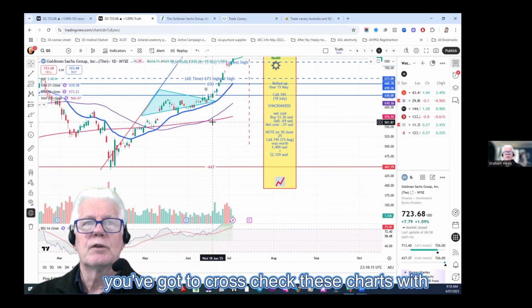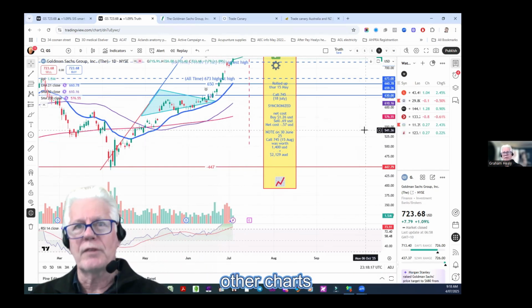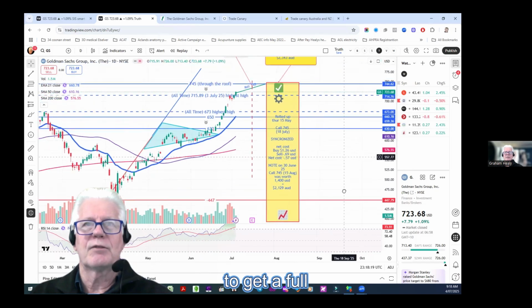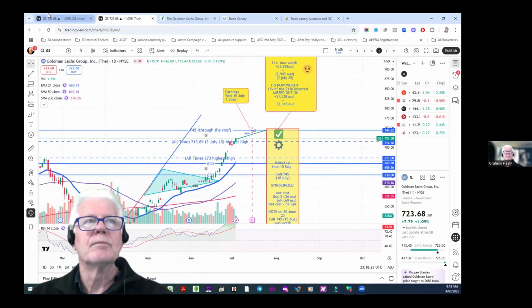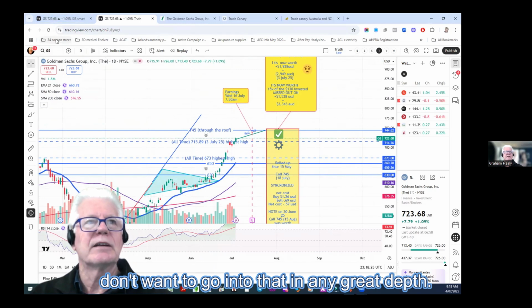So you've got to cross-check these charts with other charts to get a full perspective of what's going on. Anyway, I don't want to go into that in any great depth.